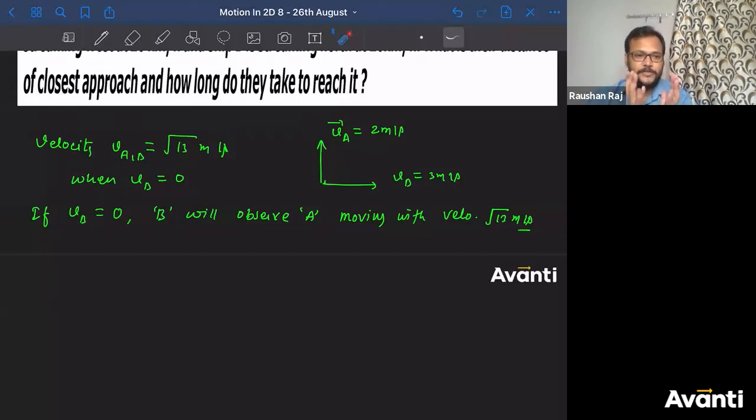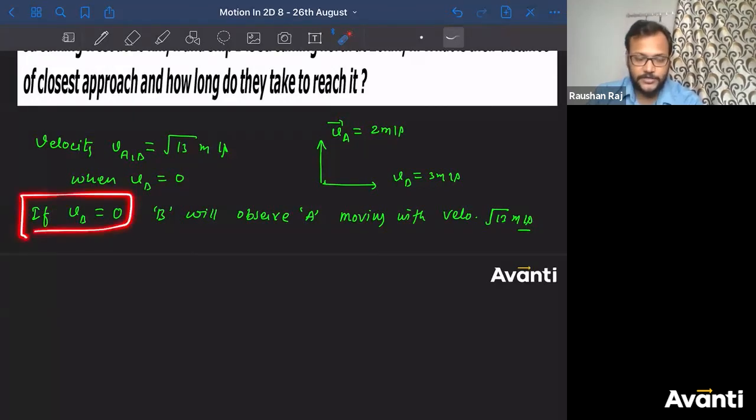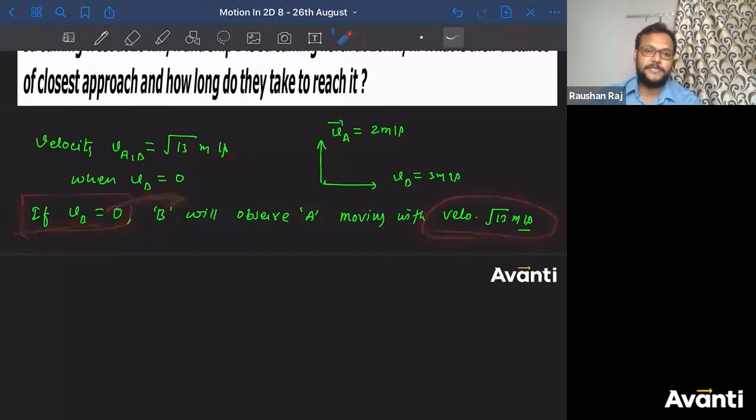When you are the observer, we consider that you are at rest. And according to you, what is the velocity of that bus, or what is the velocity of that guy? So you can always write this V_BA as, when V_B is 0, or when B is considered as observer, if I consider this as 0 velocity, this is at rest, with respect to this man, with respect to this particle, A will have a velocity of square root of 13 meter per second.